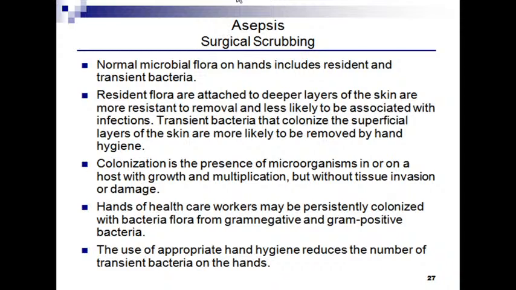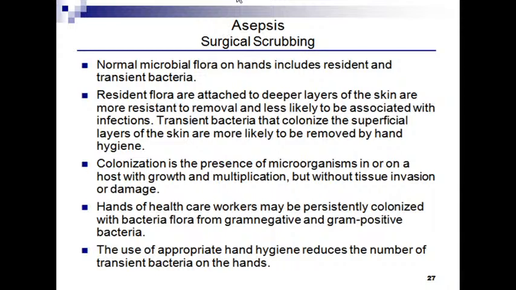What is surgical scrubbing? Normal microflora on hands includes resident and transient bacteria. Resident flora are attached to deeper layers of the skin, are more resistant to removal and less likely to be associated with infections. Resident flora is the doctor's own flora. Transient bacteria that colonize the superficial layers of the skin are more likely to be removed by hand hygiene. Transient flora is responsible for contamination of a wound.